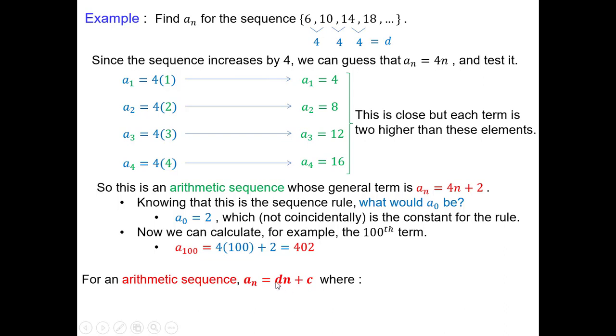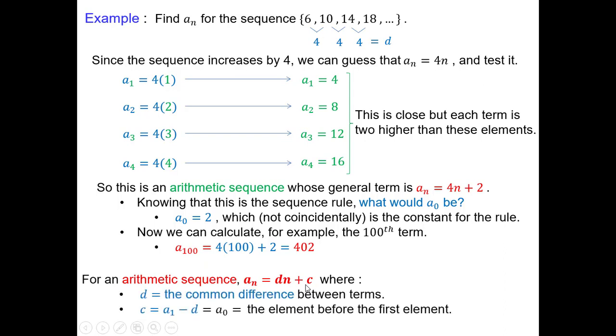So for an arithmetic sequence, we now have a general formula for how to create an arithmetic sequence. We take the common difference times n, and we add c. But wait, d is the common difference, while c turns out to be A0. And we could find A0 if we have the sequence by just taking the common difference of 4 away from 6.